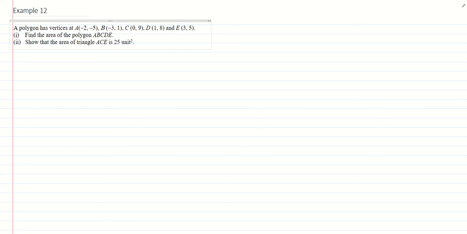Alright, so we will now take a look at another example of using the shoelace method to find the area. Okay, and this time around you realize that in example 12, all the 5 points, the coordinates of the 5 points are given. So let's take a look at the question. A polygon has vertices at A (-2, -5), B (-3, 1), C (0, 9), D (1, 8), and E (3, 5). Find the area of the polygon and show that the area is 25 units square.